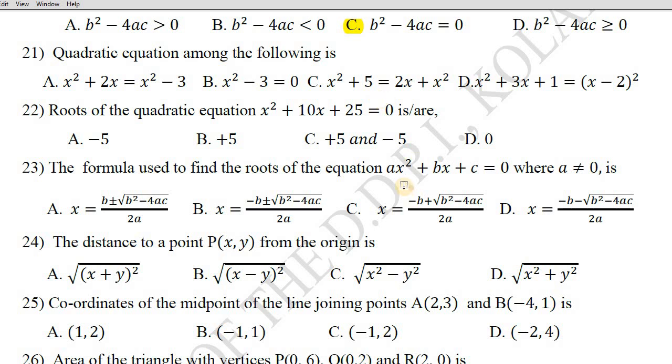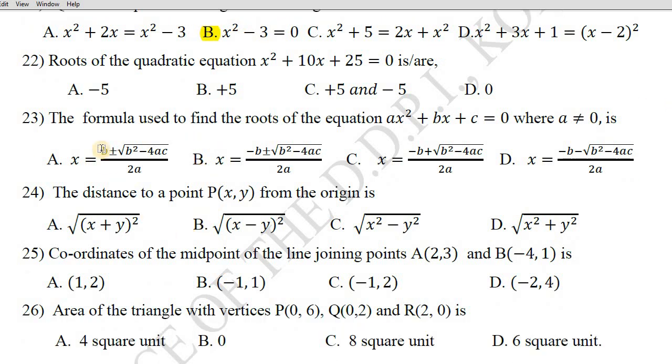Similarly, come to option D. x square plus 3x plus 1 equals x minus 2 whole square. Here the right hand side is in the algebraic identity form a minus b whole square. Applying it, you will get x square minus 4x plus 4. There also x square and x square will get cancelled on both sides. So that also doesn't give a quadratic equation. Hence the correct option is B, children.